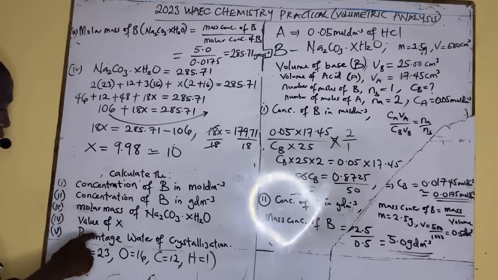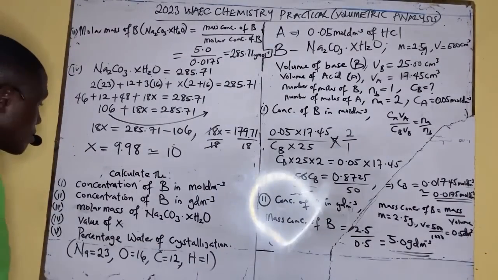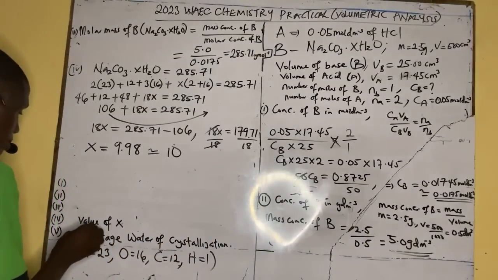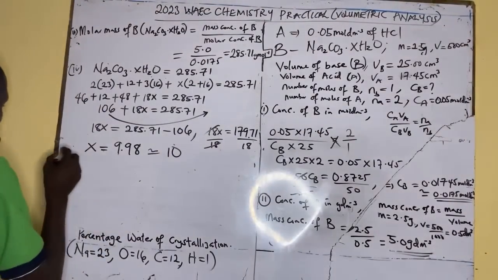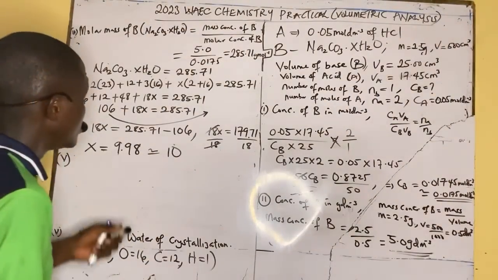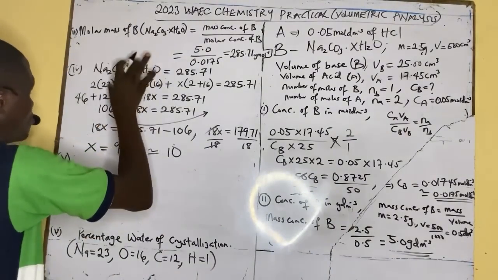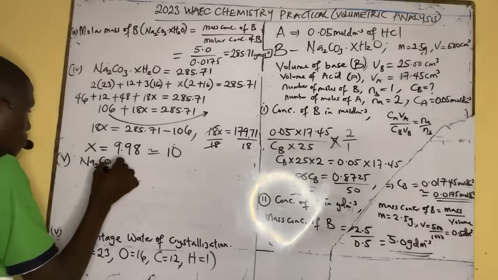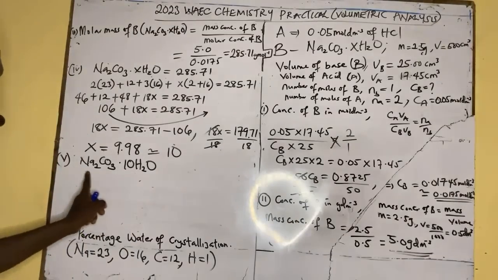Now let's calculate the percentage water of crystallization, which is the last one here. The value of x has been calculated. The percentage water of crystallization has to do with the composition of water in the molecular mass of B. The molecular formula is going to be Na2CO3.10H2O.